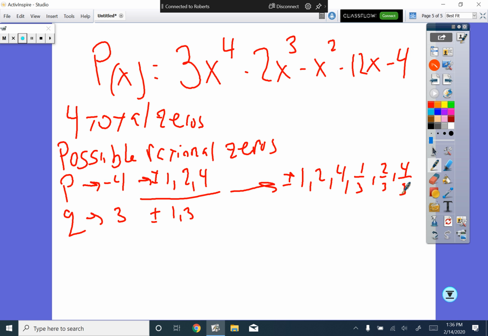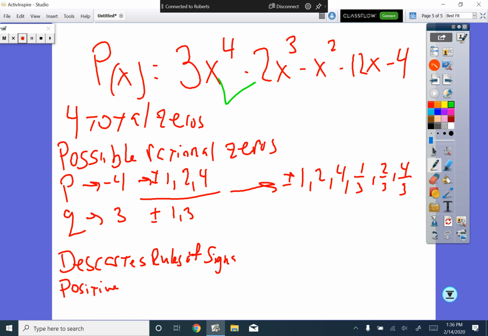Any questions there? They will be asking you that on your test. That's what it is, possible rational zeros. They will also ask you Descartes' rule of signs. So how many positive are there? Okay, so we can see there is 1 sign change. So we know for sure there is 1 positive.